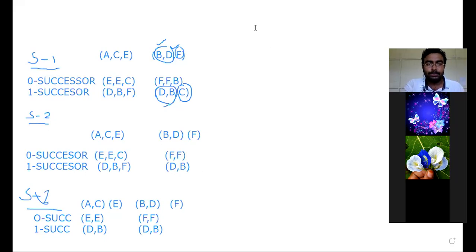So from step 3 to step 4, what can I write, students? What are my states here? Tell me, what are my states here? A comma C cannot be separated. It is a single group. E is already a single group, cannot be separated. B comma D also cannot be separated. They are a single group. F is already separated. That is a single group.